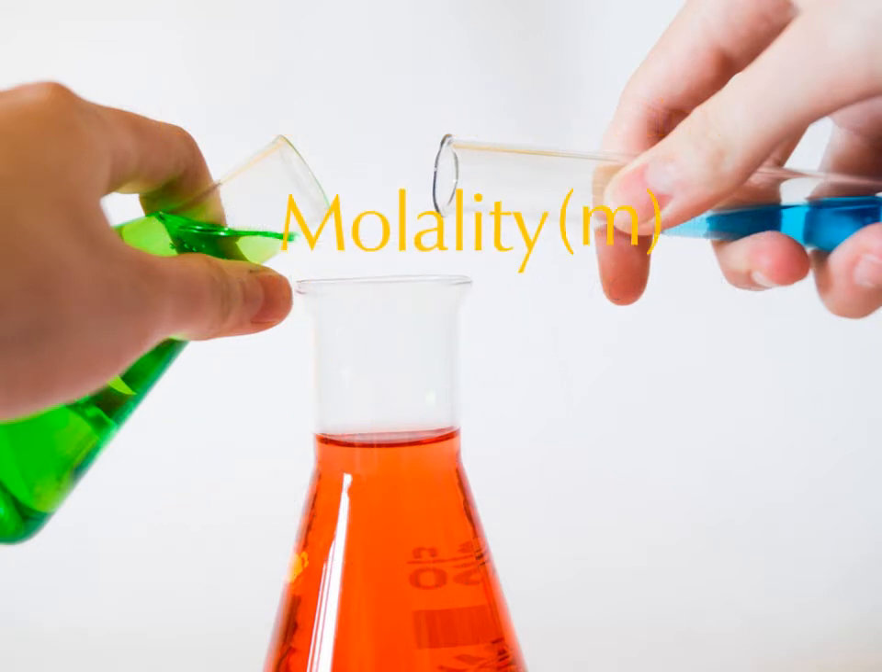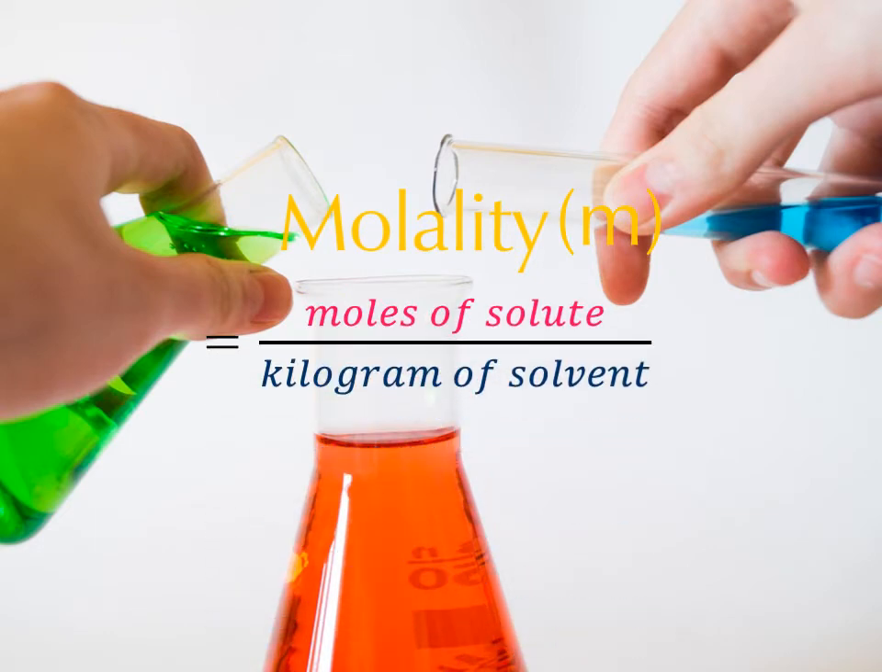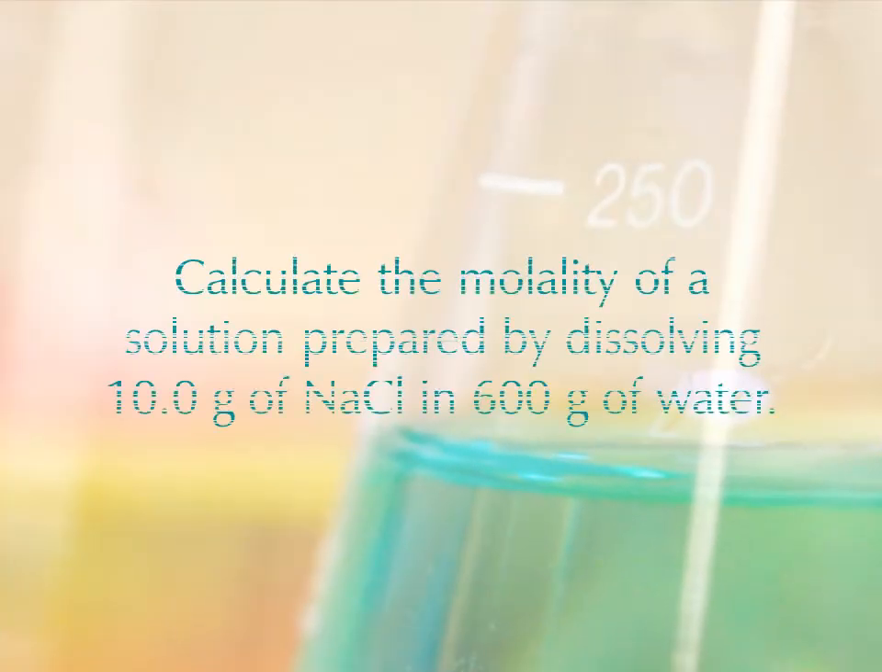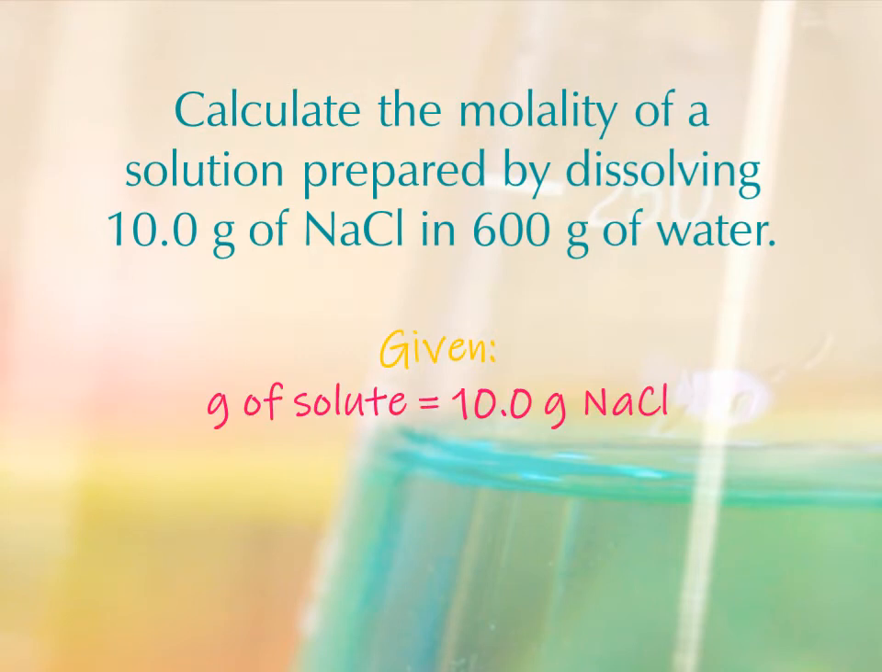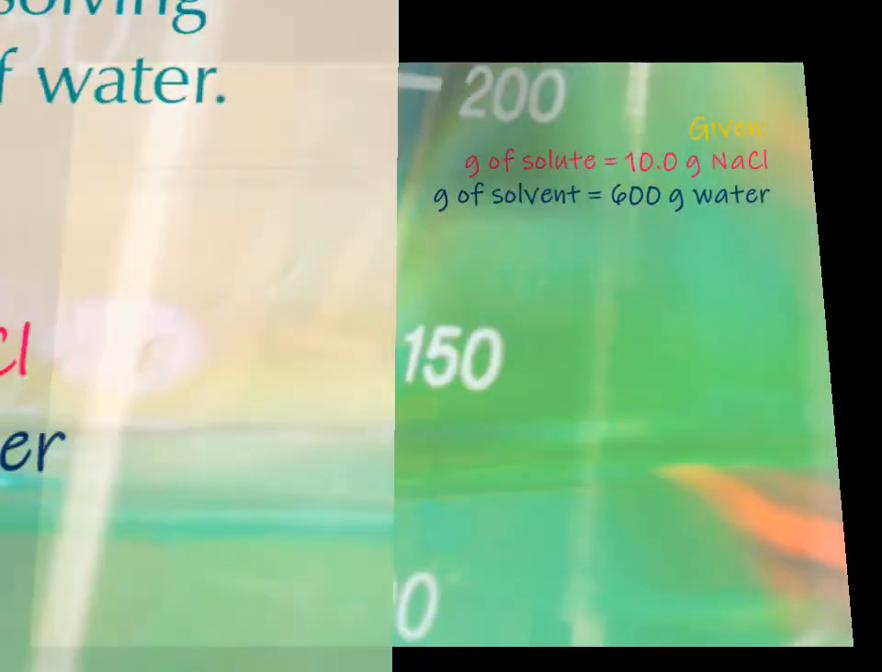Molality can be expressed in small letter m, which is equal to moles of solute over kilograms of solvent. The problem is: calculate the molality of a solution prepared by dissolving 10.0 grams of NaCl in 600 grams of water. The givens are grams of solute, 10 grams of NaCl, and grams of solvent, which is 600 grams of water.